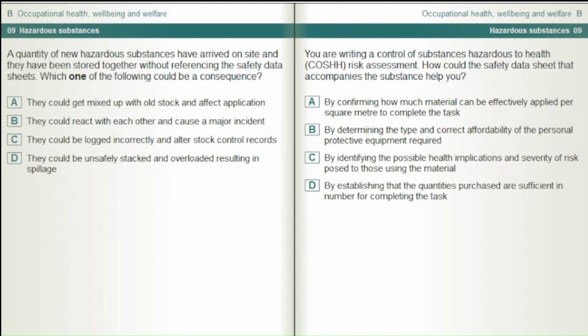A quantity of new hazardous substances have arrived on site, and they have been stored together without referencing the safety data sheets. Which one of the following could be a consequence? They could get mixed up with old stock and affect application. They could react with each other and cause a major incident. They could be logged incorrectly and alter stock control records. They could be unsafely stacked and overloaded, resulting in spillage.